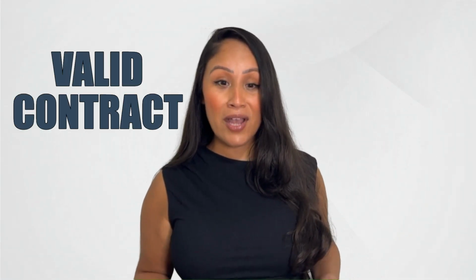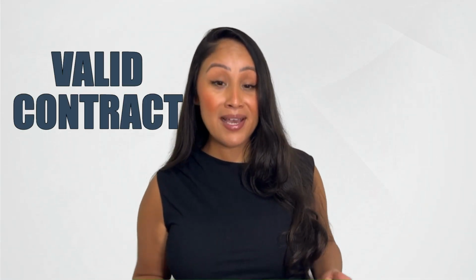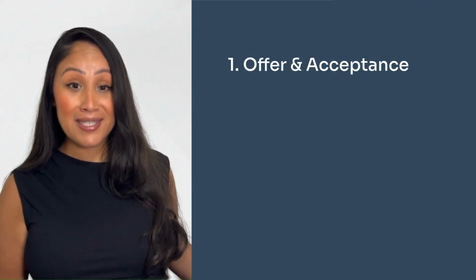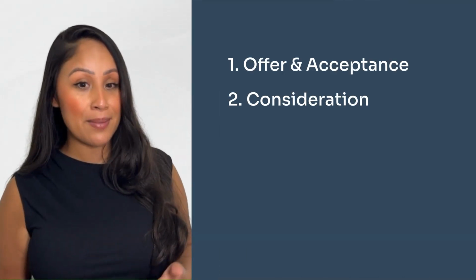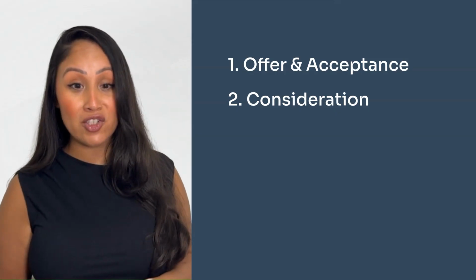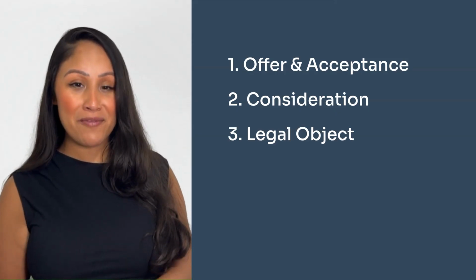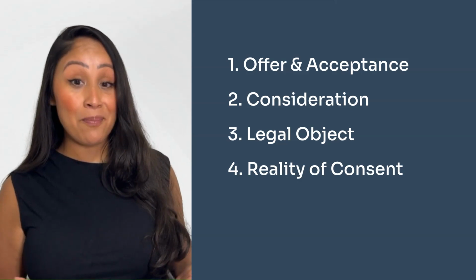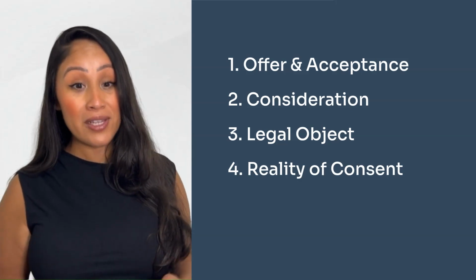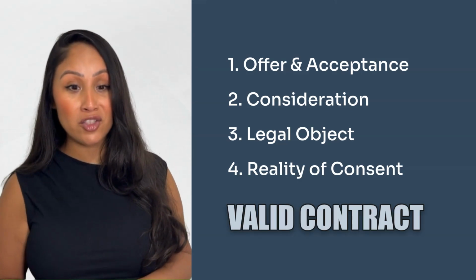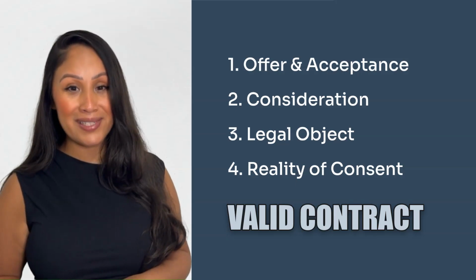A valid contract is fully legally binding because it contains all four contract essentials. Both parties accepted clear terms. Something of value is being exchanged. The agreement is legal, so far as we can tell from what's provided in the question. And both parties entered into it freely and knowingly. When all of that checks out, you have a valid contract that a court will uphold.